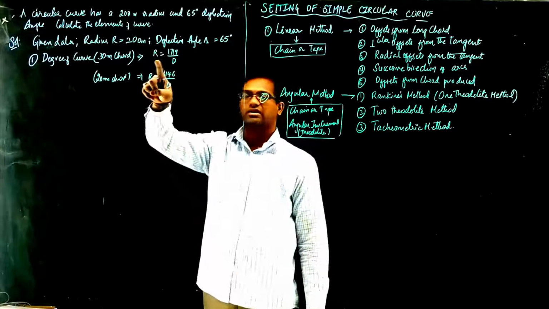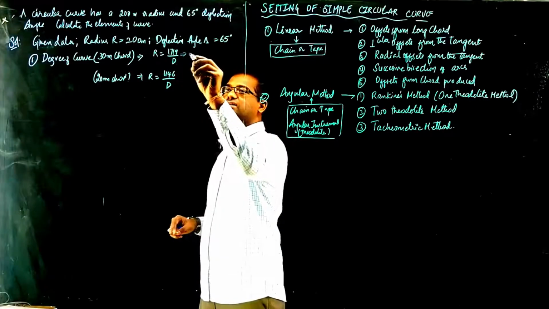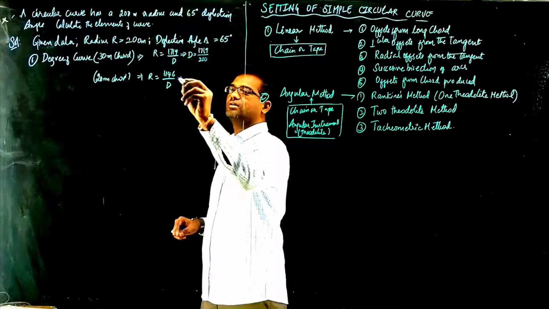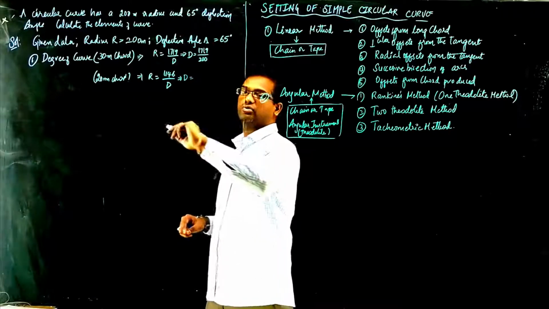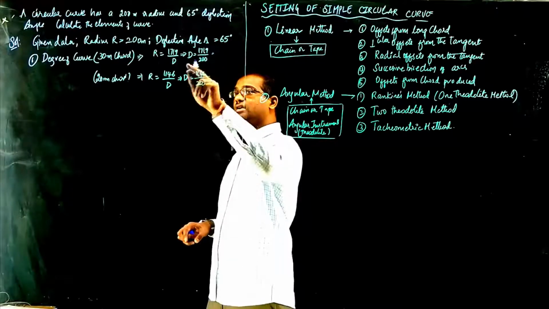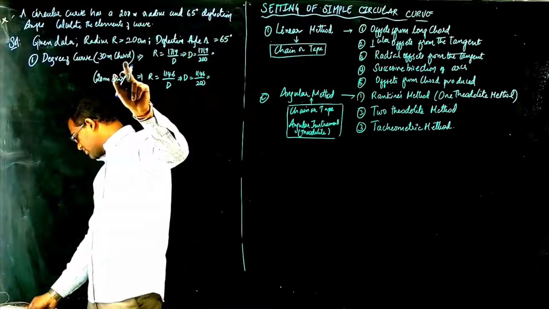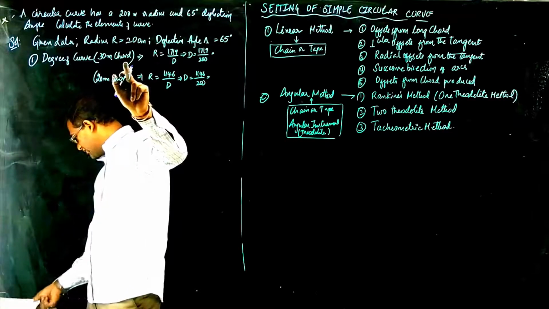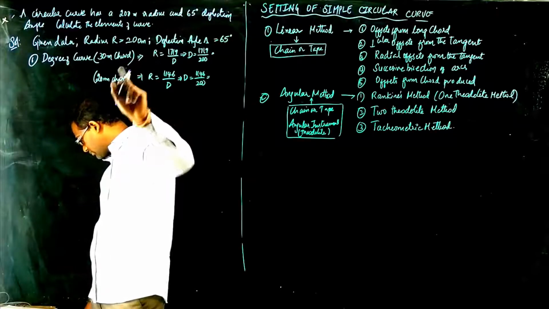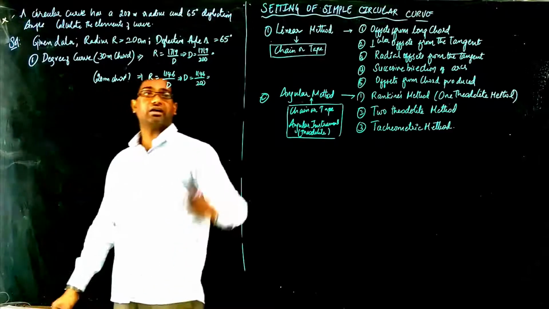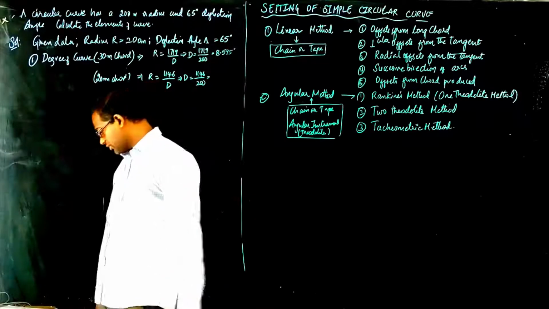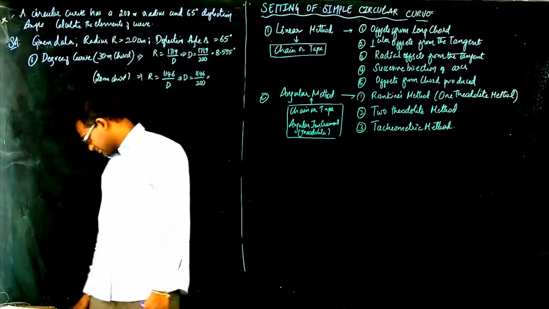Now, we know the radius, so we can calculate D. D is given by 1719 by radius, which is 200. If a 20 meters arc is used, it is 1146 by 200. If you take a 30 meters chord length as the definition, then the degree of curve comes to 8.595 degrees.